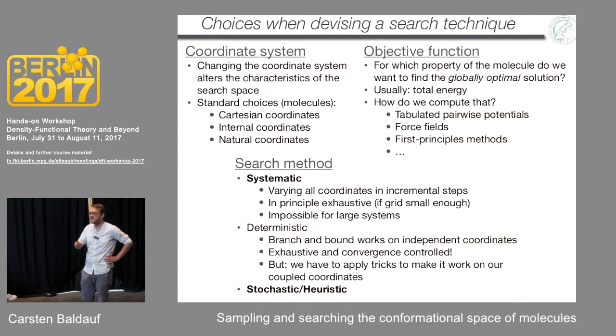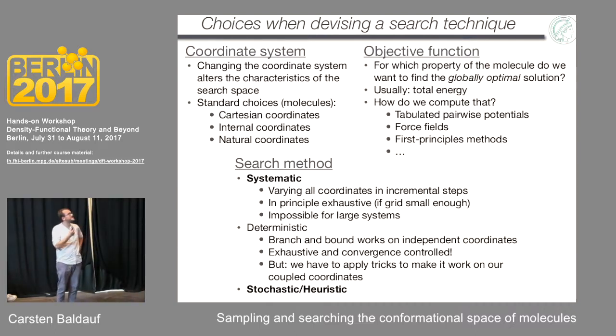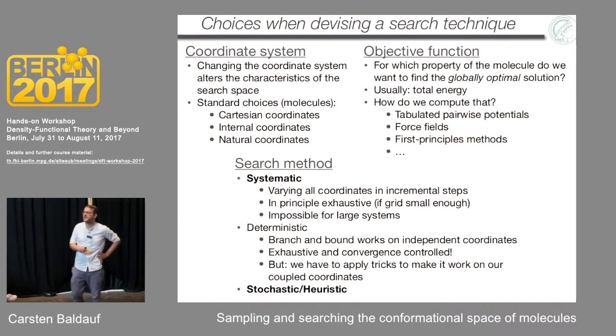However, I have not seen a really good implementation of that for molecular or material structure search, because we have coordinates that depend on each other, while these techniques work predominantly on independent coordinates. And there are stochastic and heuristic searches, which essentially means that you never quite know if you found the global optimum. But you get hints from the course of the structure optimization.